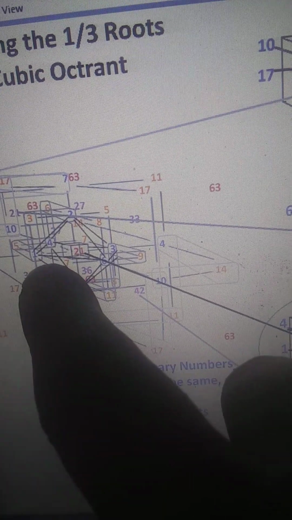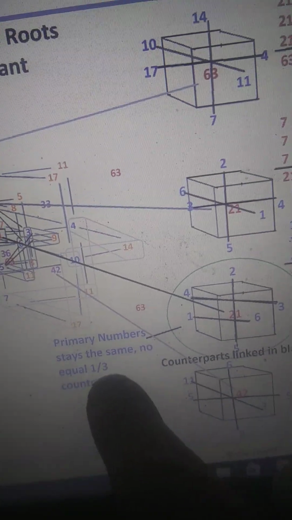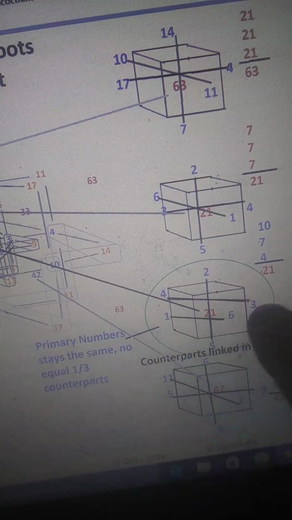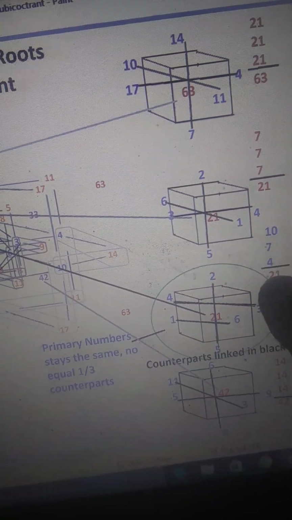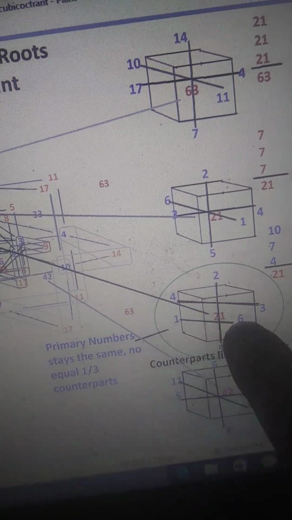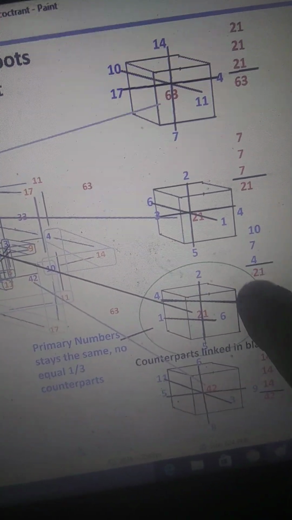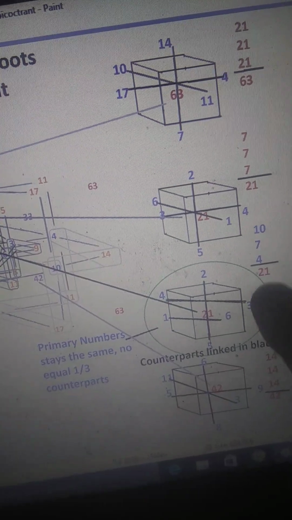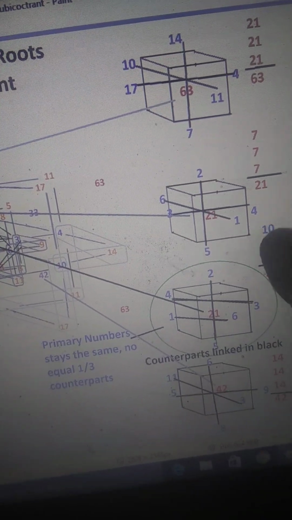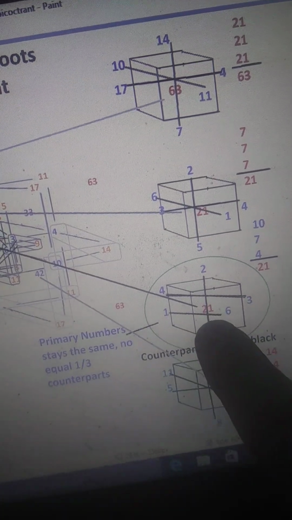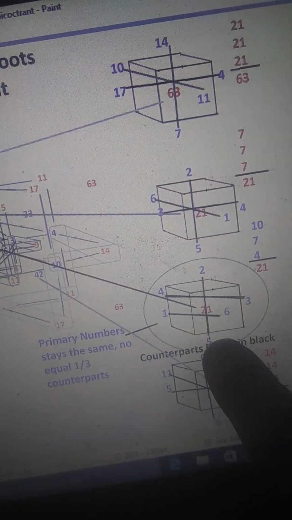But on this one, I don't change a thing. I keep them the way they are. Primary numbers is what I call them. 1 and 3 is 4. 4 and 6 is 10. And 5 and 2 is 7. I don't change this because I think it doesn't need to be changed. But if you were to connect them, they're just right across from each other on these sides. But on this one, it's going top to bottom.